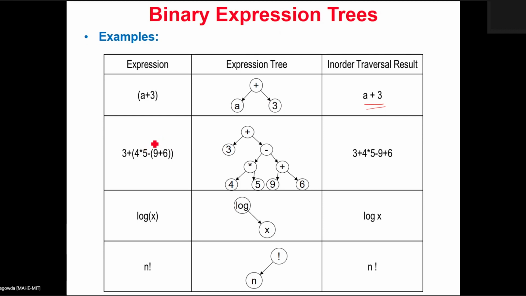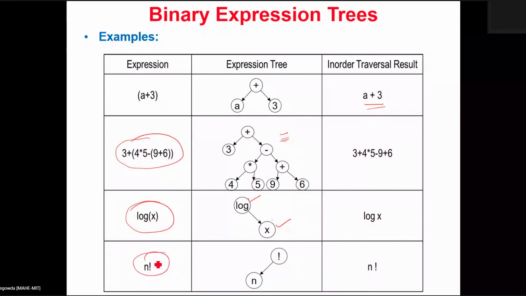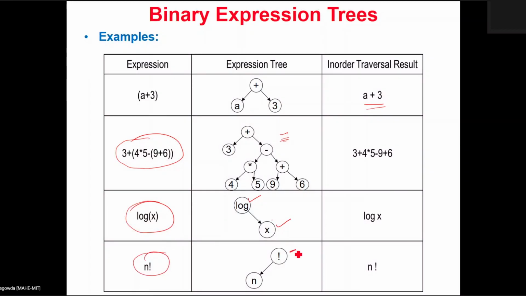Suppose you are given an expression like this, and when it is represented as an expression tree, this is the resultant tree. We'll discuss all these things in the coming slides. Similarly, if the given expression is log of x, the operation is represented by the root node log, and the operand is represented in the leaf node. Factorial of n: factorial is the operation, and n is the operand.